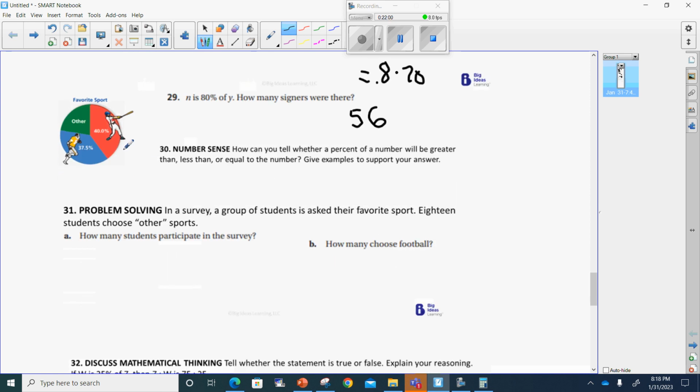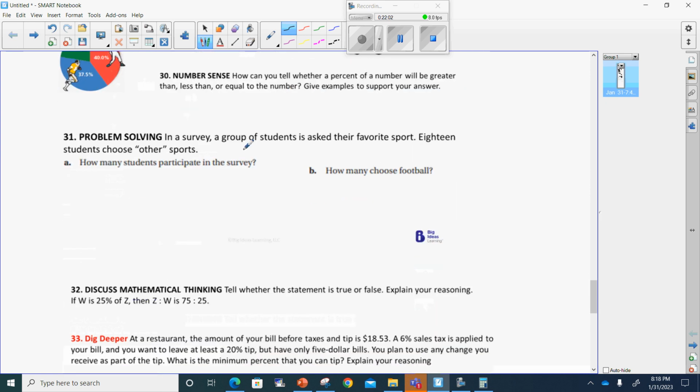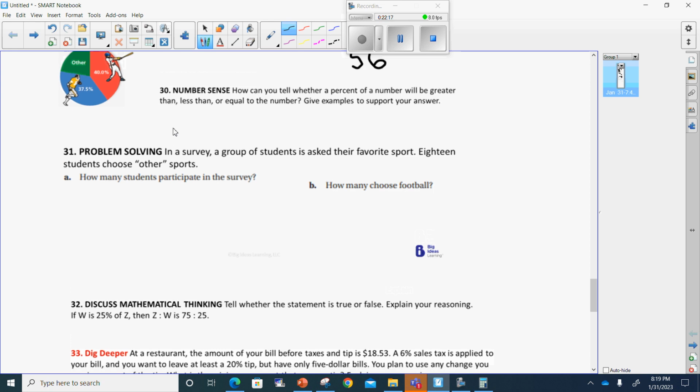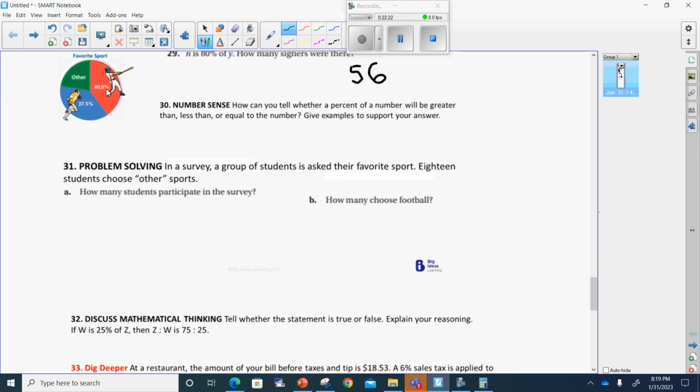All right, number 30 and 31, okay. On a survey, a group of students is asked their favorite sport. 18 students choose other sports. How many students have participated in the survey? Okay, let's see. Now remember, they could be talking about this one up here for football, other, and yeah, favorite sports right up here. All right, so they're saying how many students participated in the survey.